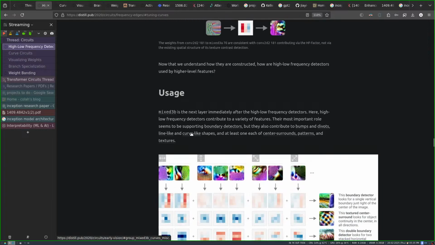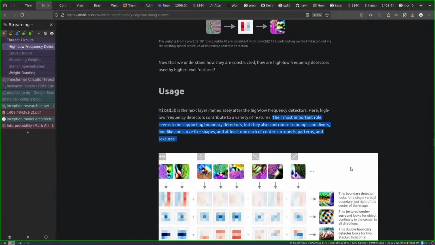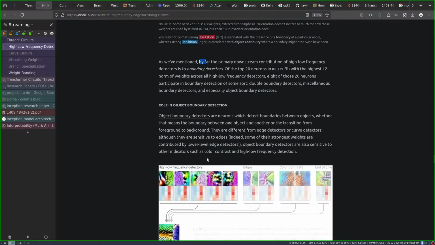Usage. High-low frequency detectors contribute to a variety of features. Their most important role seems to be in supporting boundary detectors, but they also contribute to bumps and pivot textures. These features appear to ignore the polarity of a high-low frequency detector responding. Role in object boundary detection.